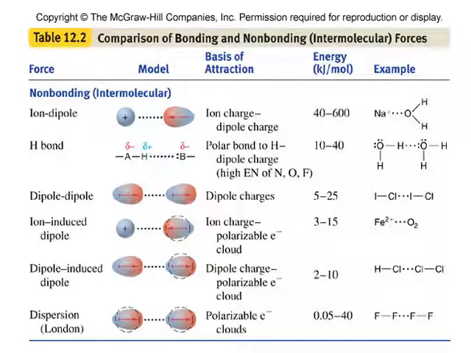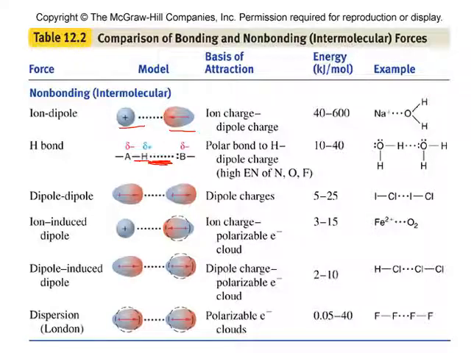So, comparison of bonding and non-bonding. Where do we have the intermolecular forces? For non-bonding, intermolecular, inter means between. You have ion and dipole. This is ion, this is dipole. So you have ion-dipole charge, for example Na plus and OH. OH has a dipole, Na has an ion. Hydrogen bonding is just between hydrogen and others. This is hydrogen bonding, a polar bond to hydrogen that causes a dipole charge.